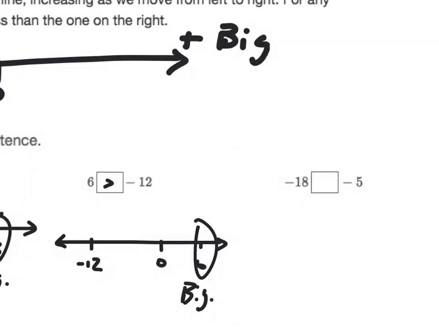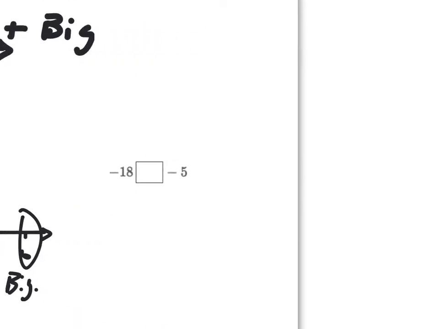-12 is small. Now this is where the problem gets tricky, so make sure you pay attention during this part. If we're comparing the value of -18 to -5, a lot of times you're going to assume that -18 is larger, but it's actually not. -5 is a larger number in this case.